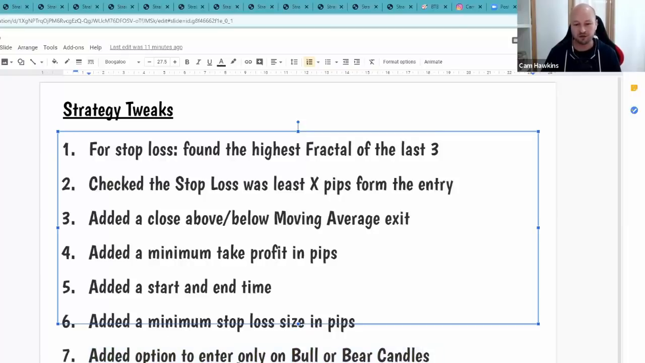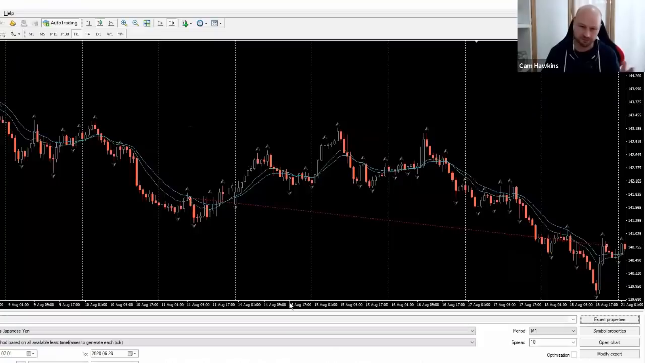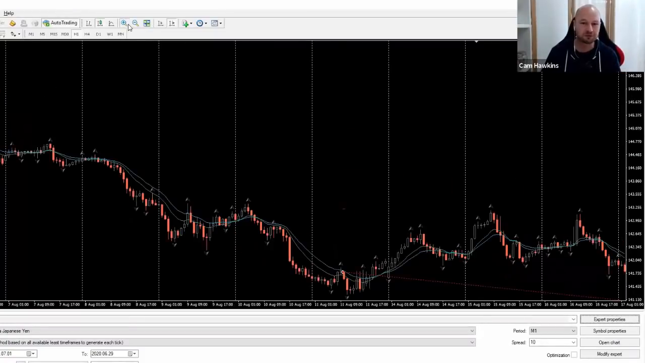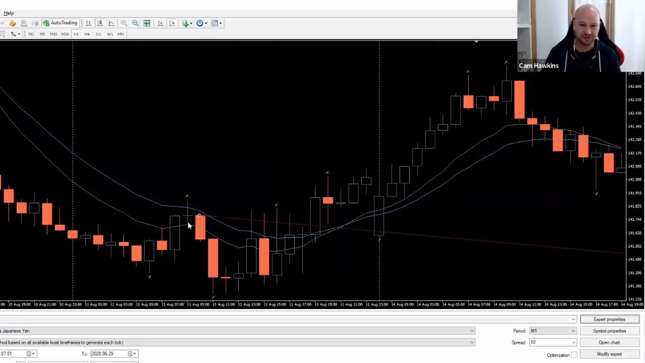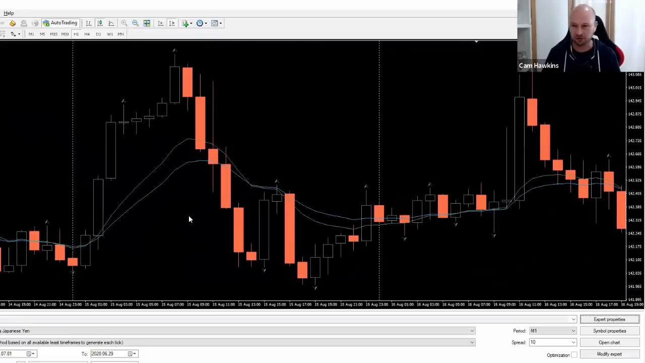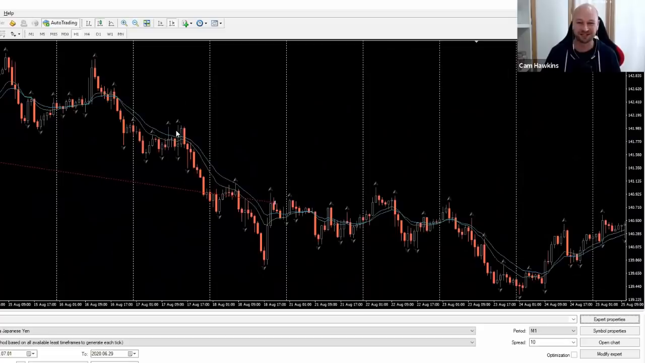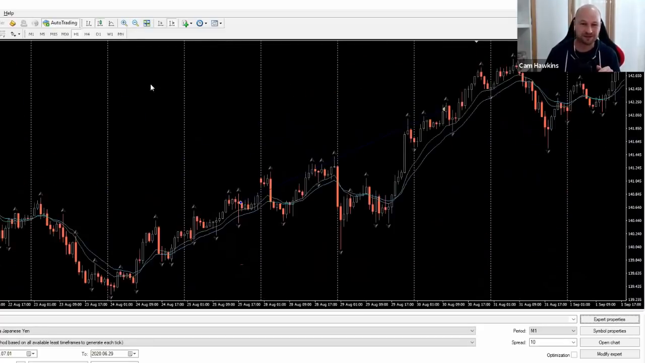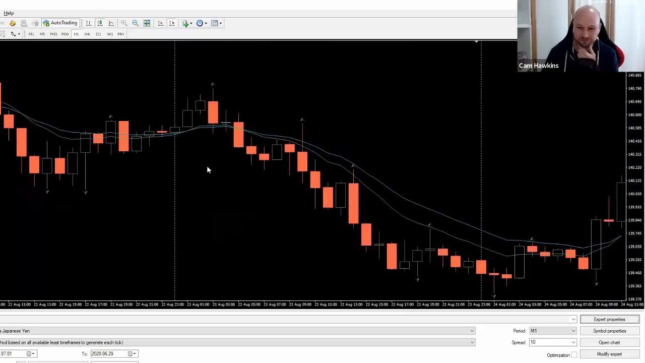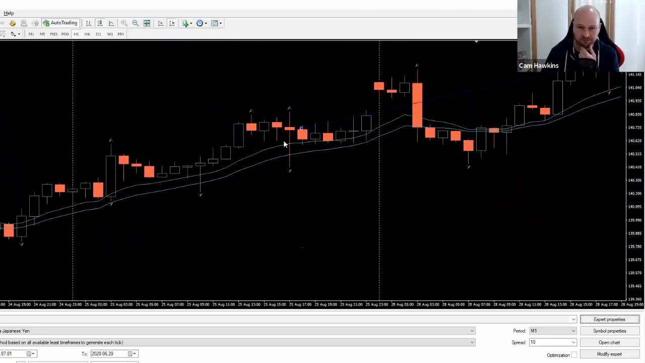I also added an option here, and this was really just to test things out, to see whether or not we enter on a bull or a bear candle. And what does this mean? Okay, it's quite difficult to explain here, but if we have a look at this trade here, this isn't a good example. It's all doji. So we're looking at the candle just before the candle we enter. So this one here might help us. Okay, so the candle before, and it's even a doji as well.